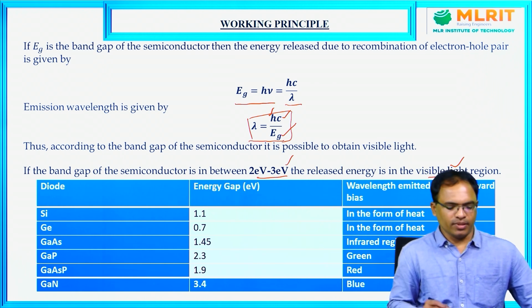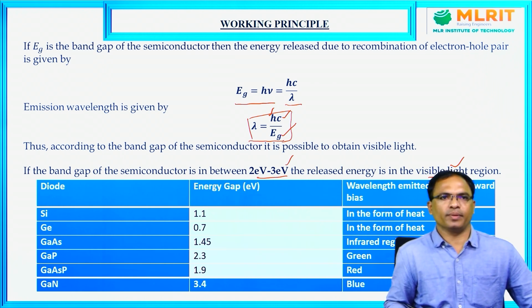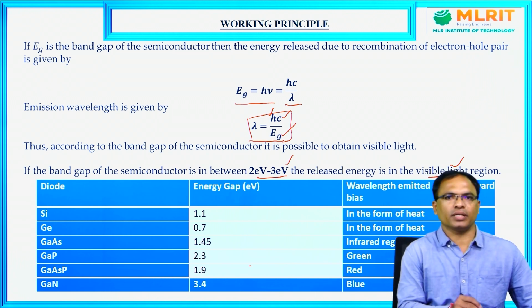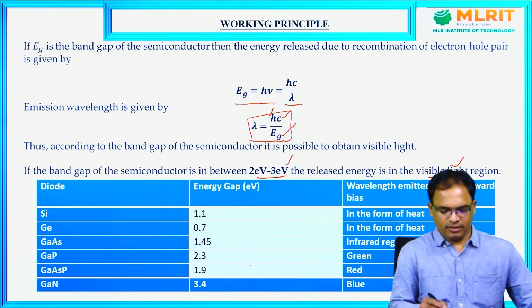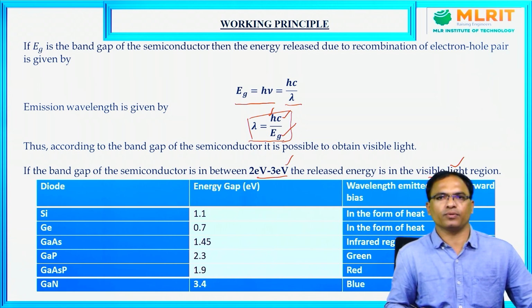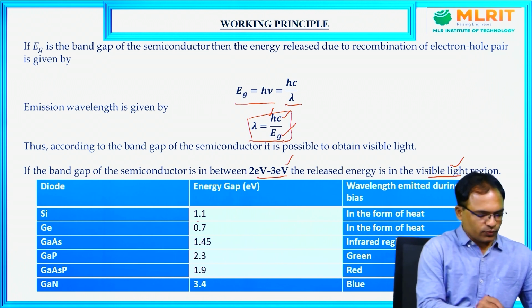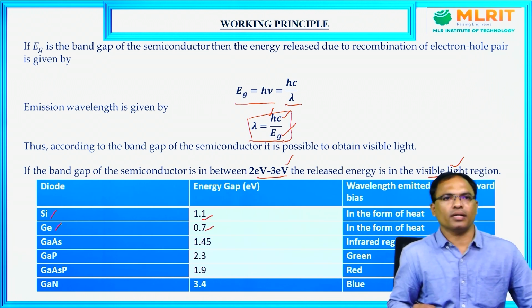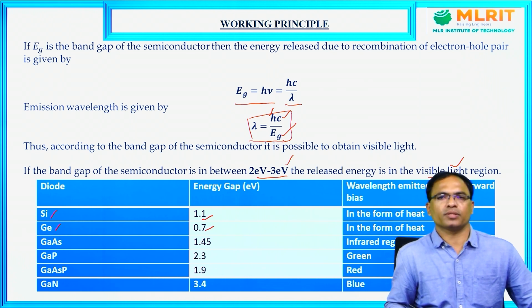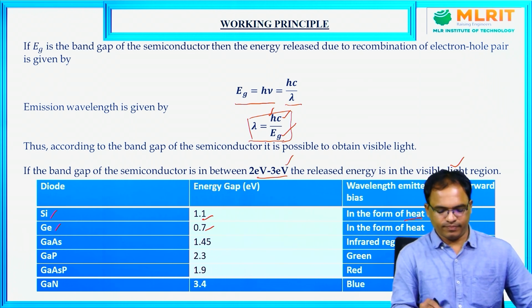So this is the table from which we can understand the materials which are used to make LEDs. Also, their energy gap values are given in the middle. At the end, finally, the wavelength of light coming out from the LED we can also see. Particularly in the first two cases, silicon and germanium, both are indirect band gap semiconductors. So if we use silicon and germanium to make an LED, in that case most of the energy is released in the form of heat.